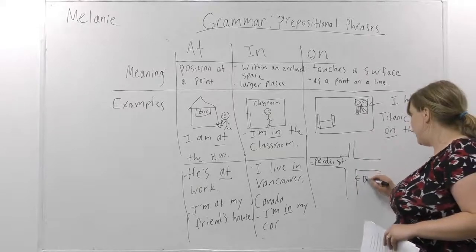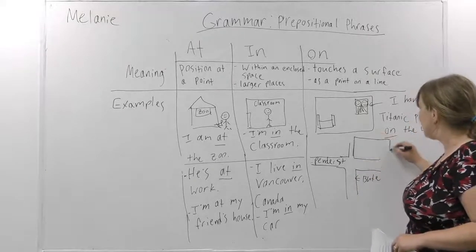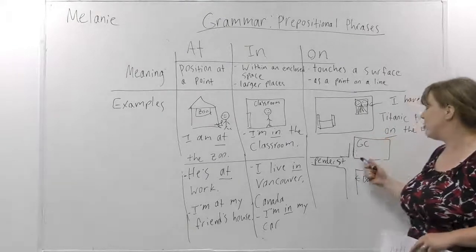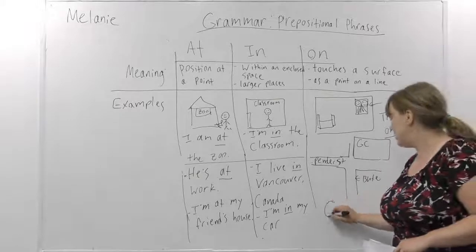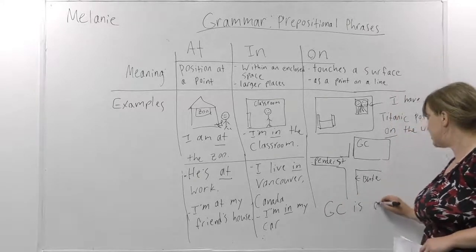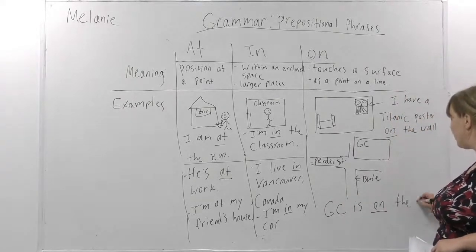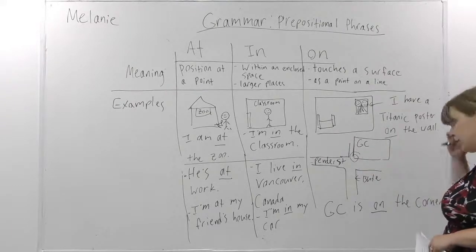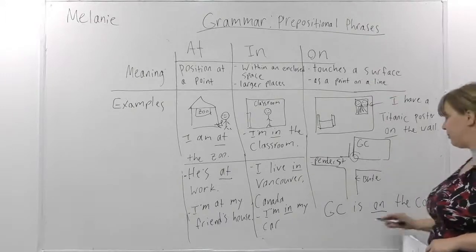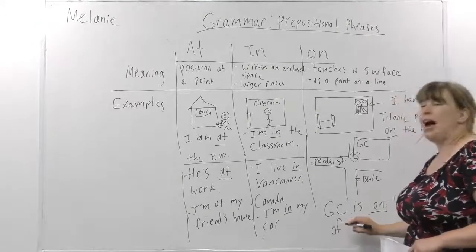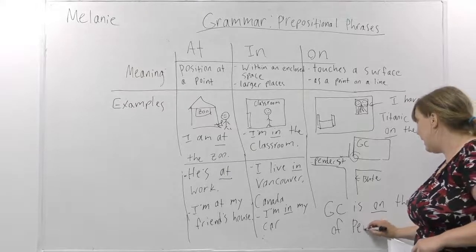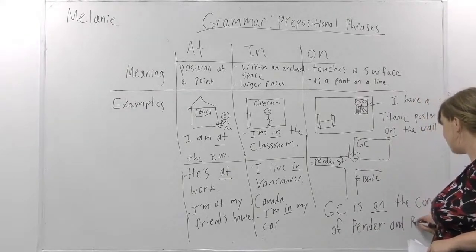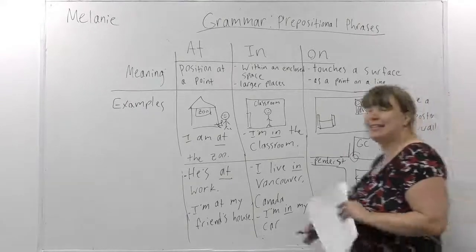I think you know what I'm going to be drawing here, right? Here is our school, GC. So this is GC, Global College. So here we can say Global College is on the corner. So this is a corner here. On the corner of what? Of Pender Street and Butte Street. Of Pender and Butte. I'm not going to write street because I'm lazy.